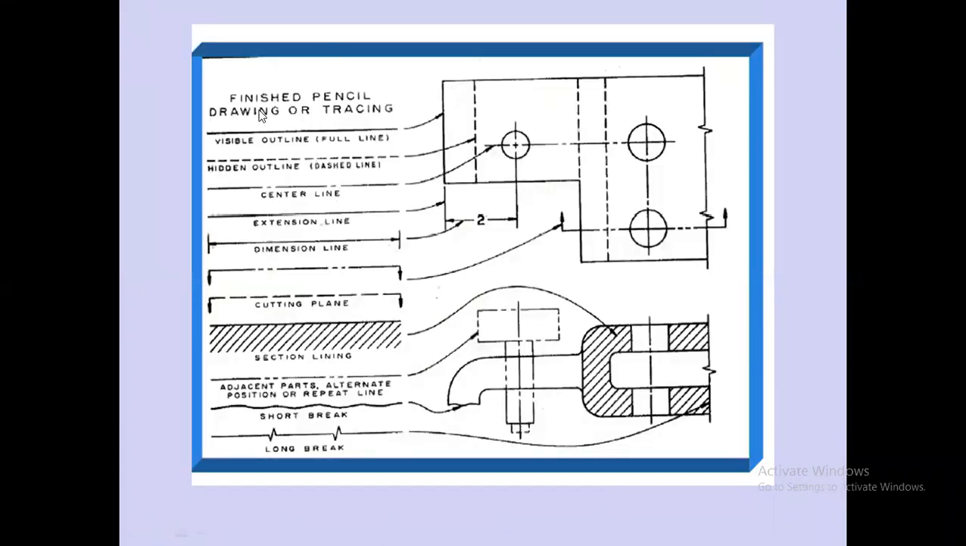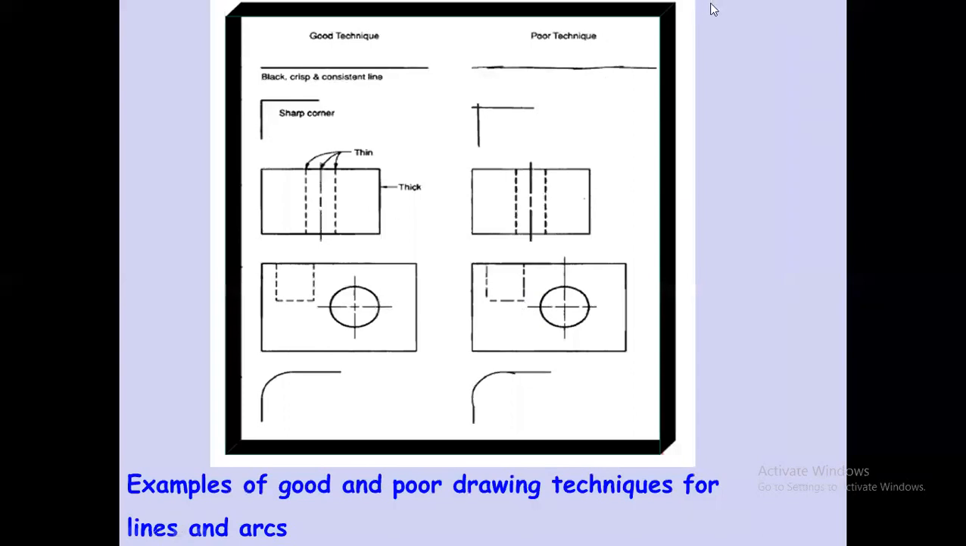And this is another example, so that you should have a proper idea on the lines. If it is thick, if it is thin, if it is continuous, if it is dotted, if it is an axis, they have a particular application. And this is another example where you can see the applications of different lines.